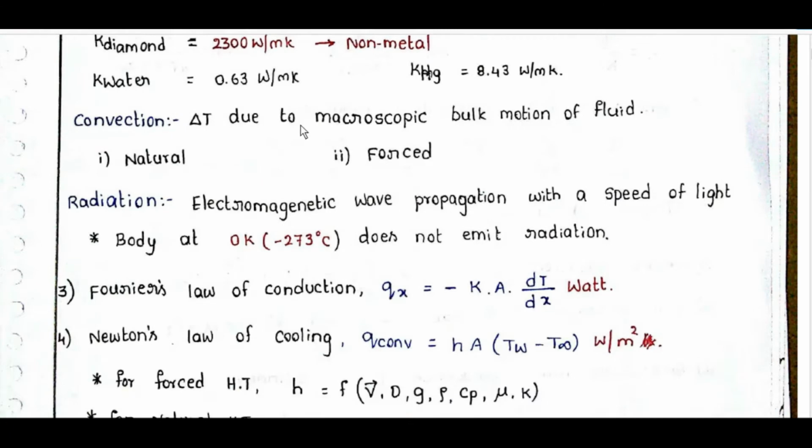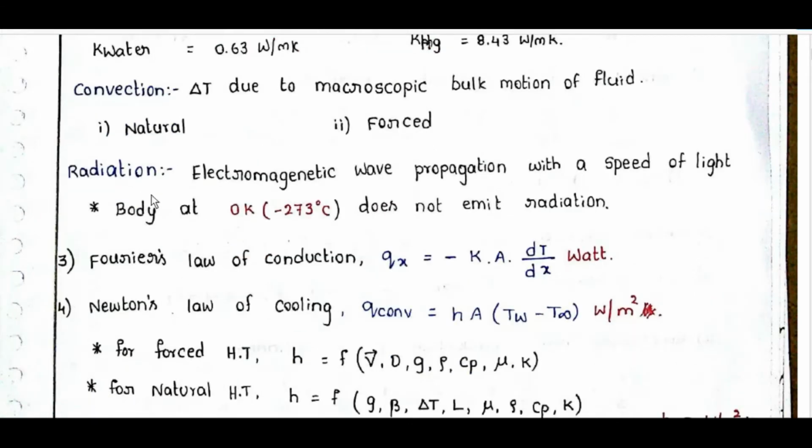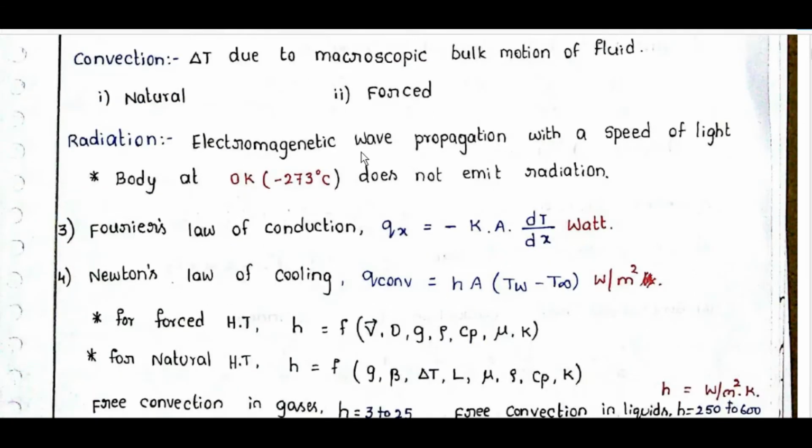Convection, delta T due to macroscopic bulk motion of fluid. There are two types: natural convection, forced convection. Radiation, electromagnetic wave propagation with the speed of light. A body at 0 Kelvin, minus 273 degrees centigrade, does not emit radiation.